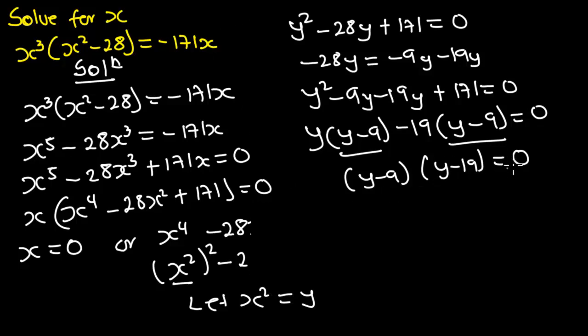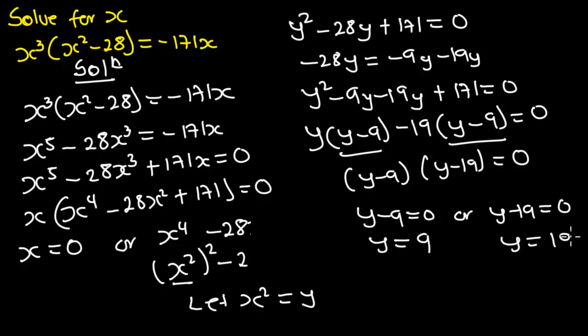Now from here we have two factors, and so we can equate this to 0 and this also to 0. So we are going to have y minus 9 to be equal to 0, or we are going to have y minus 19 to be equal to 0. And so we are going to have y to be equal to 9 and then y to be equal to 19.